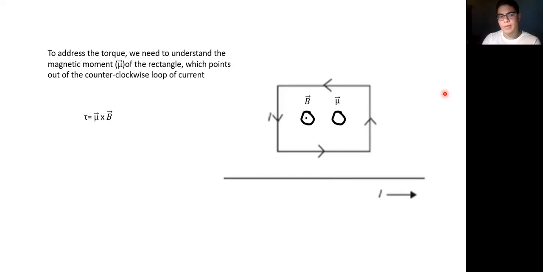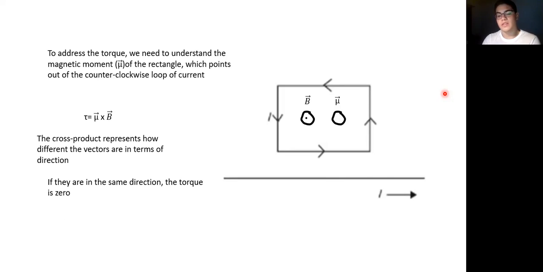And we'll also need to remember that the torque is the cross product of the magnetic moment and the magnetic field, which also means that if there's a large value, that means that they're as furthest away in direction as possible. But if they're in the same direction, the torque is going to be 0. So in this case, since the magnetic field and the magnetic moment are both pointing towards us, they're both facing the same direction, the torque exerted on the rectangle is 0.